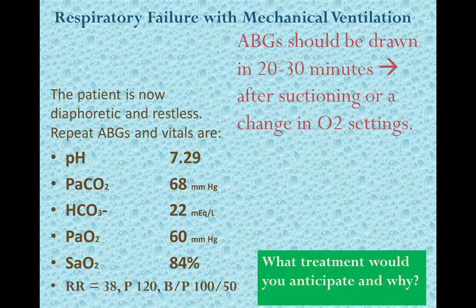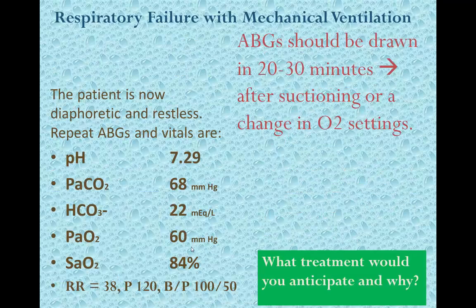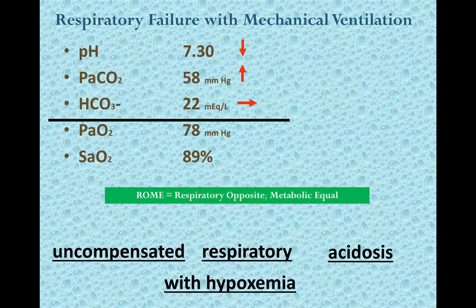And in that time frame, let's say in our scenario that the patient is now diaphoretic and more restless. Repeat ABGs are drawn, and here's what the values are and the corresponding vital signs. So again, go ahead and pause the recording, interpret the blood gas, and then consider what treatment you think would occur next, and why that treatment would be there. So when you see this blood gas, if you have it written down in front of you, you'll notice that the pH from our previous sample is actually lower.